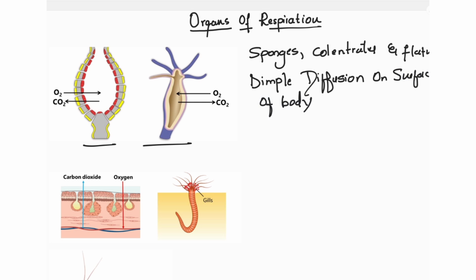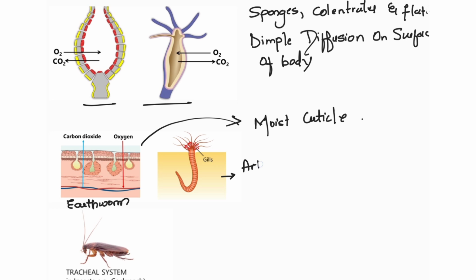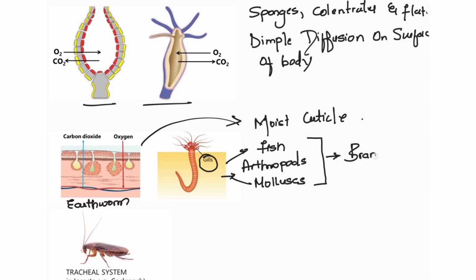Next, in some organisms like the earthworm, it respires through moist cuticle. Next, aquatic animals like arthropods, aquatic mollusks as well as aquatic fishes respire through gills. The process of respiration through gills is known as branchial respiration.